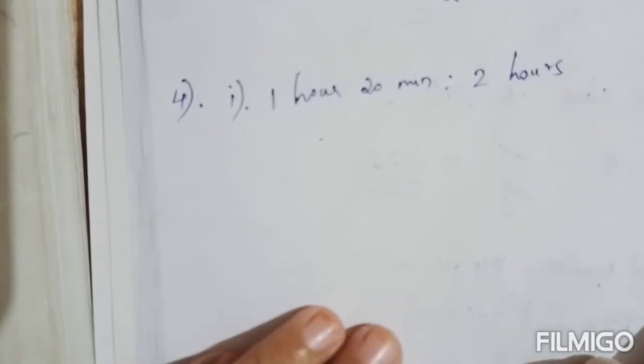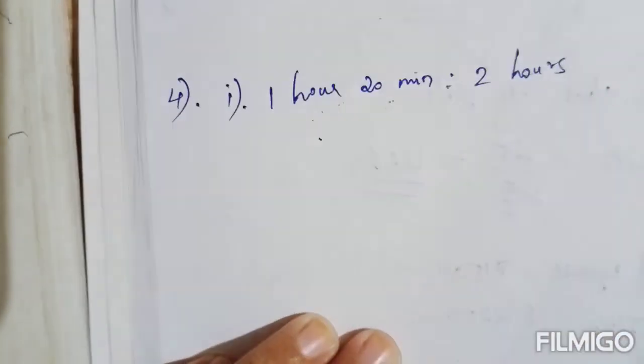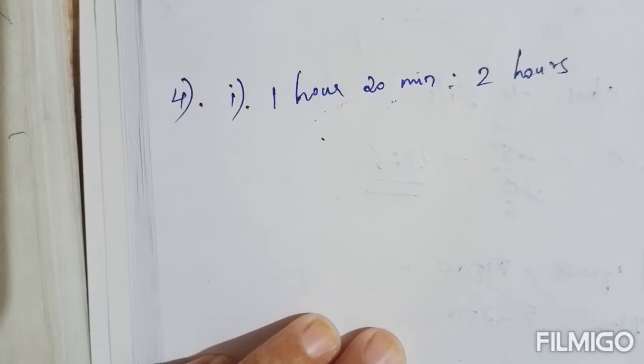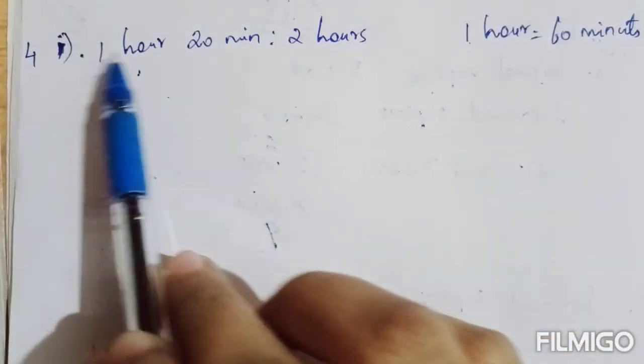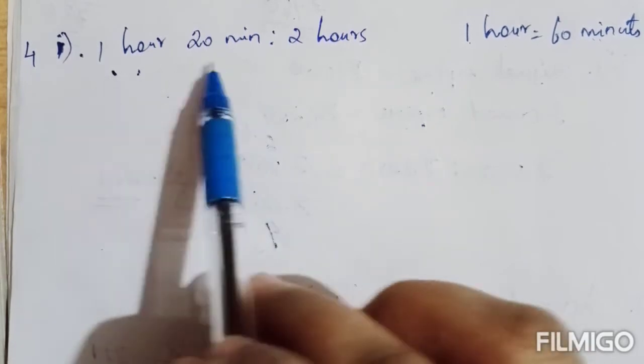ഓക്കെ, രണ്ട് ക്വാണ്ടിറ്റീസിൻ്റെ റേഷ്യോ കാണണമെന്നുണ്ടെങ്കിൽ ആ രണ്ട് ക്വാണ്ടിറ്റീസും സെയിം കൈൻഡും ആയിരിക്കണം, സെയിം യൂണിറ്റിലുള്ളതുമായിരിക്കണം. സോ ഹിയർ യൂണിറ്റ് ഇസ് ഡിഫറെൻറ്റ്, യു ക്യാൻ മേക്ക് ദ യൂണിറ്റ് സെയിം. So let us convert 1 hour 20 minutes to hours.